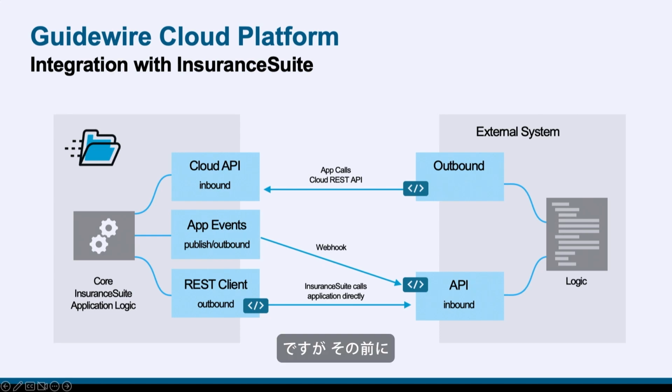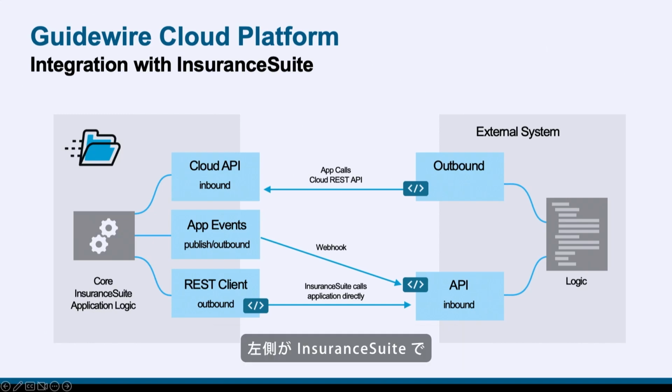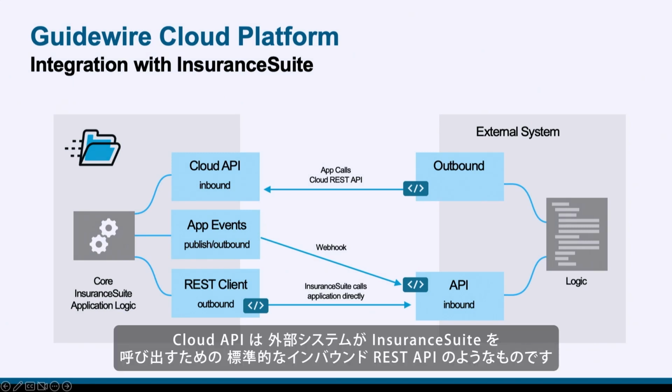So before I get into the Integration Gateway, I just want to share how all these integration capabilities come together. On the left hand side, you see the insurance suite, and on the right hand side you see an external system. So, you have Cloud API, which is like the standard inbound REST API where an external system can call into insurance suite.